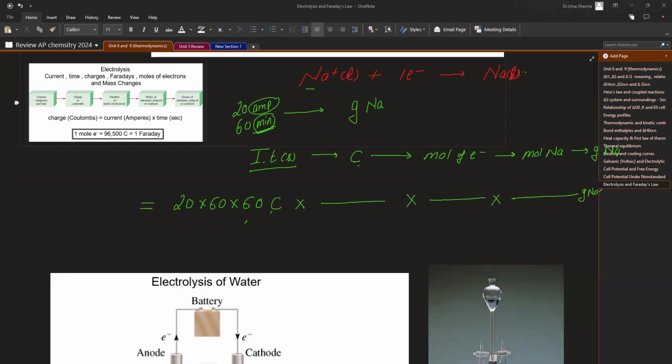Who is going to tell me? What should I plug in here? I want to convert my coulombs to moles of electrons. So what do I know? What's the relation between these two? What is this number? Yes, 1 mole of electron divided by 96,500 coulombs.